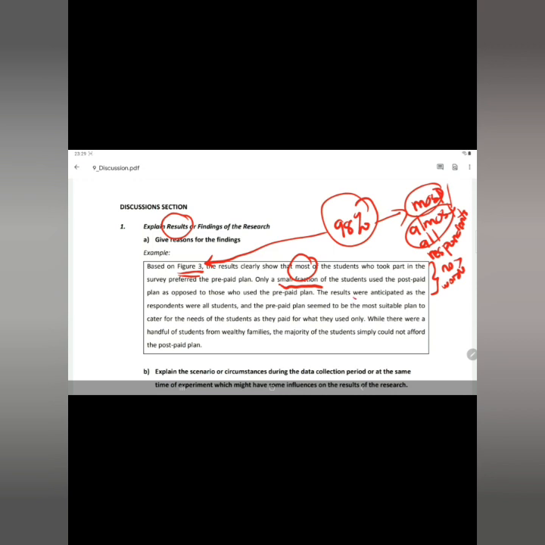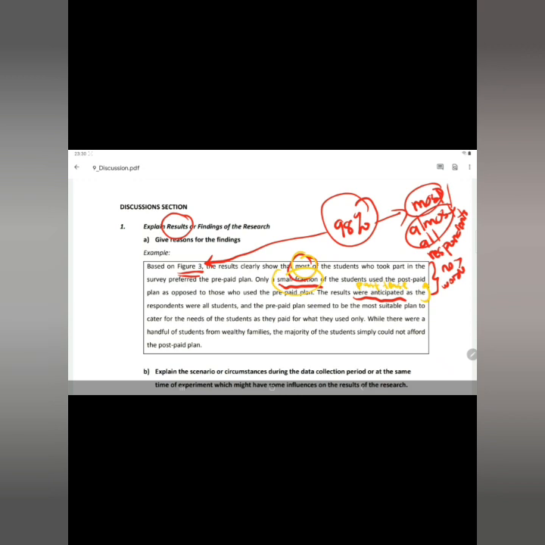The results were anticipated. So here you are trying to explain why is this happening. You can see past tense here because you are talking about the data, the past data. So you want to make sense of why is this happening. Why is this a small fraction, and why most? You want to make sense of this.